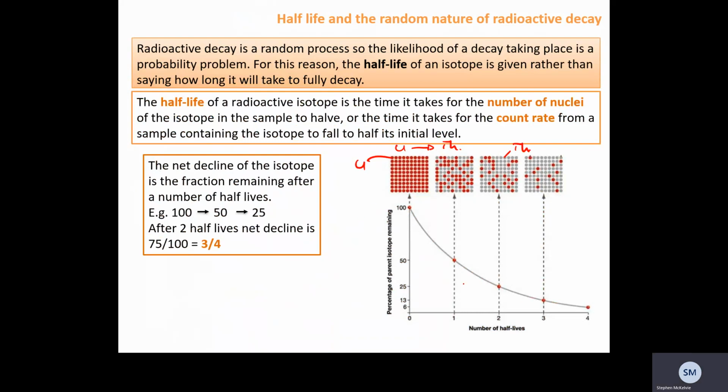We can see that in charts. You start off with 100% of uranium. It decays randomly, but predictably. When there's 50% uranium, that's the half-life. It could also be called the time it takes for the count rate for a sample containing the isotope to fall to half its initial level.